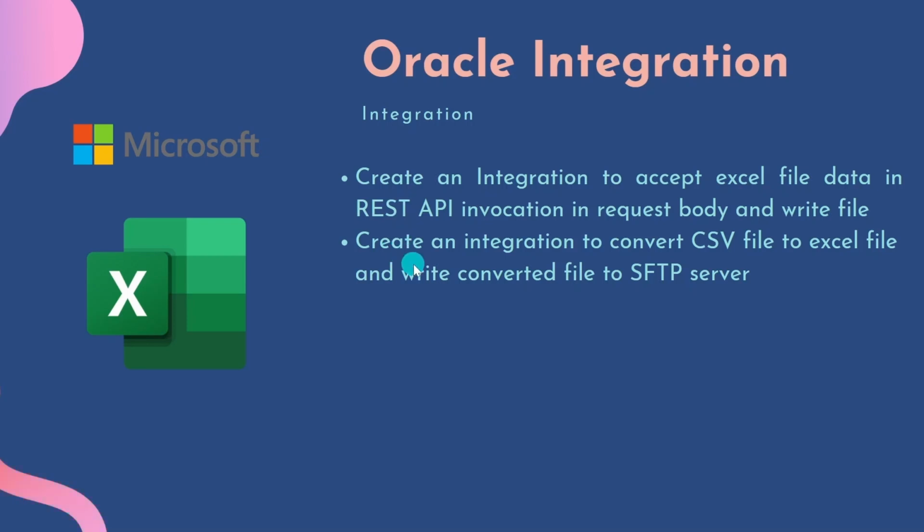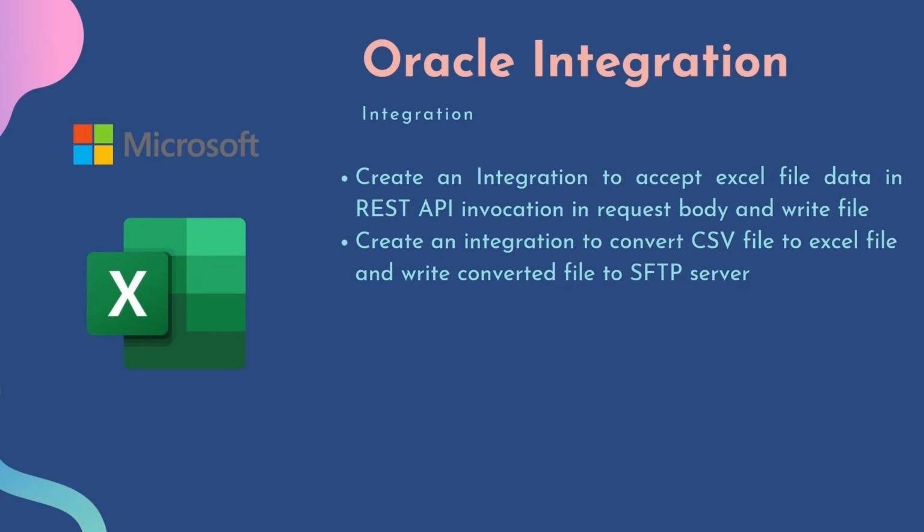In the second use case, we are going to create an integration which will pull a CSV file from the SFTP server, read the contents of the CSV file, and call the OCI function. It will send the CSV file details to the OCI function, which in turn will write the contents to an Excel file, and that file will be returned to the SFTP server.